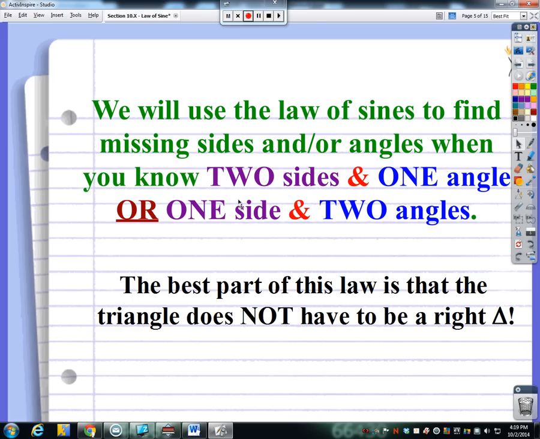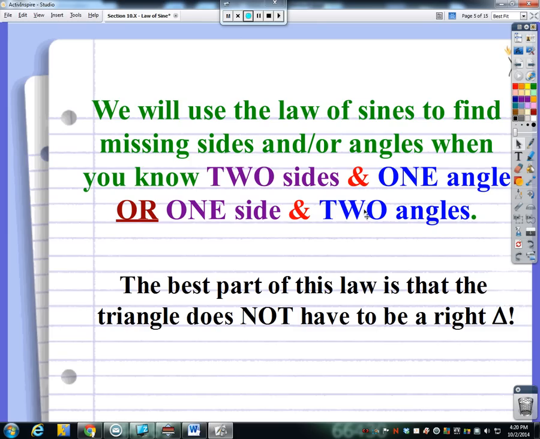All right, so when are we going to use the law of sines? We're going to use the law of sines when we want to figure out missing sides and angles, but we need to know two sides and an angle, or one side with two angles. So essentially, we need to know three pieces of information about the triangle, but the three pieces of information can't all be angle information, and it can't all be side information. We have to have a mixture of sides and angles, two and one, and it doesn't matter if the two are the sides or the two are the angles.